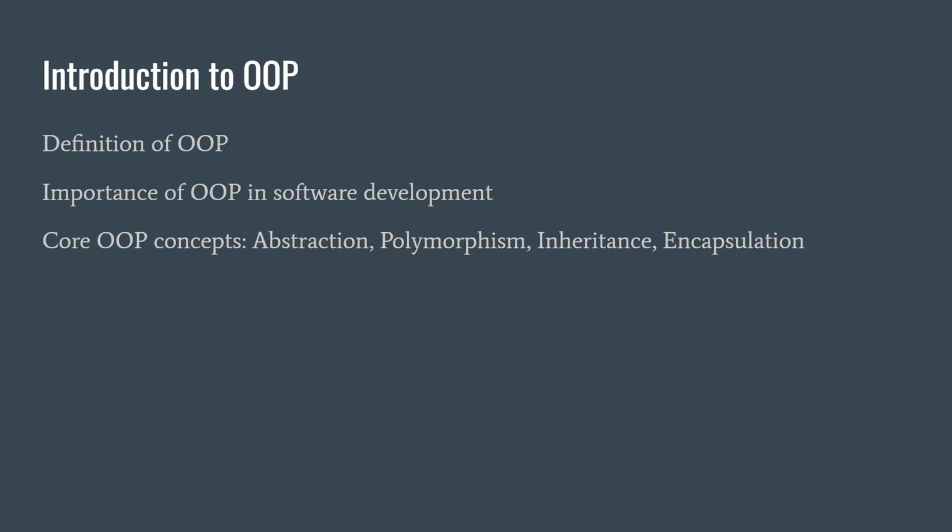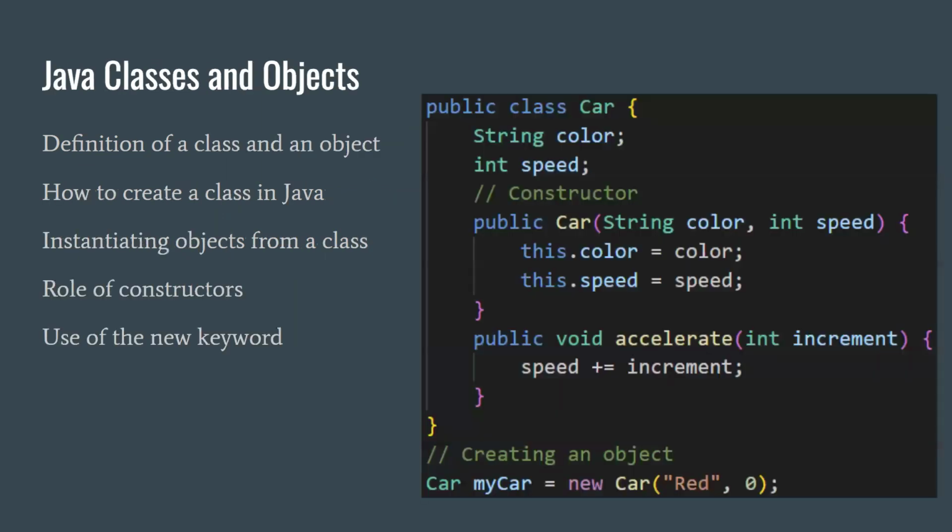OOP stands for Object-Oriented Programming, and Object-Oriented Programming is a programming paradigm based on the concept of objects. Objects can contain data and code. Data in the form of fields and code in the form of procedures. So we're going to look at how Java utilizes OOP principles to create modular, scalable, and maintainable code.